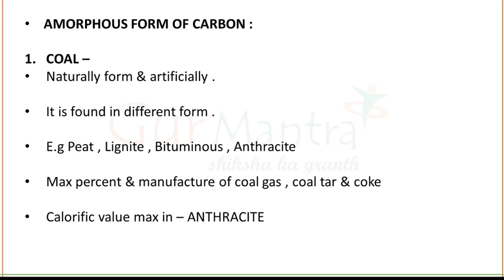Number 1 amorphous form of carbon is coal. This coal is naturally formed and artificially formed. Coal is always formed in different forms. Coal is a hard rock which can be burned as a solid fossil fuel. It is mostly carbon but contains hydrogen, sulfur, oxygen and nitrogen. For example, peat, lignite, bituminous and anthracite. It is used in the manufacture of coal gas, coal tar and coke.